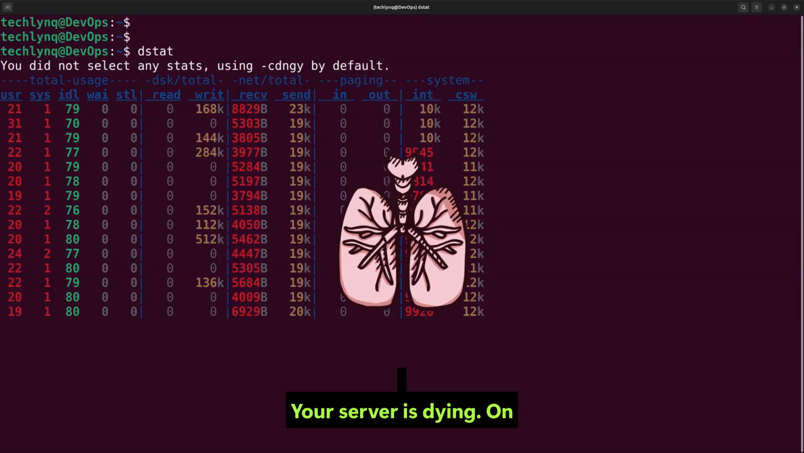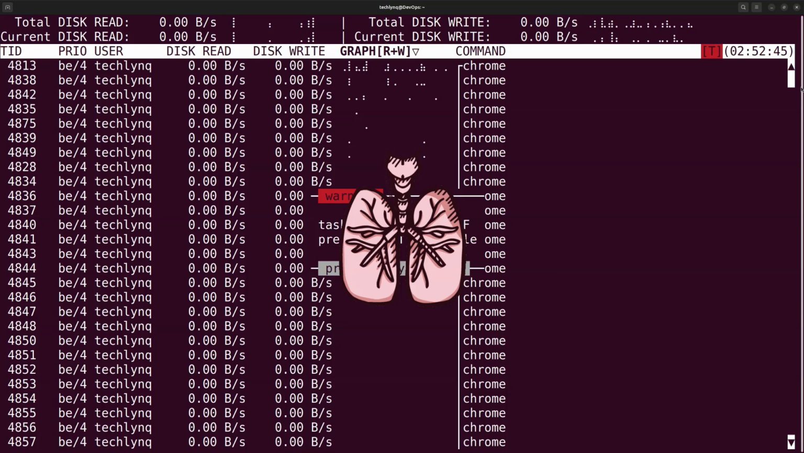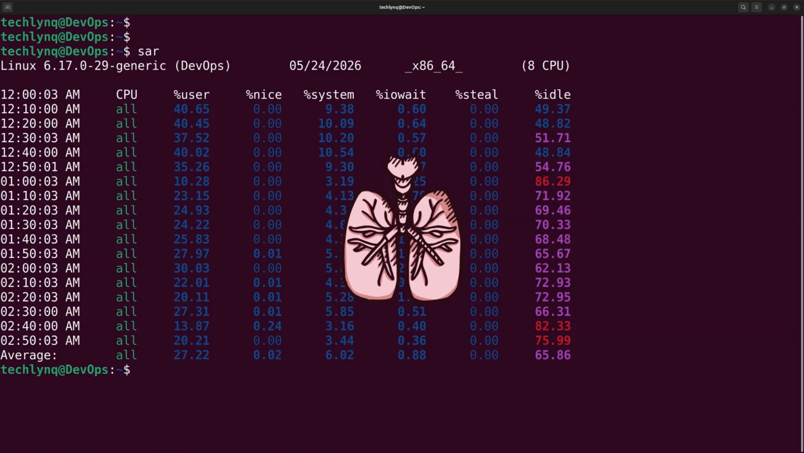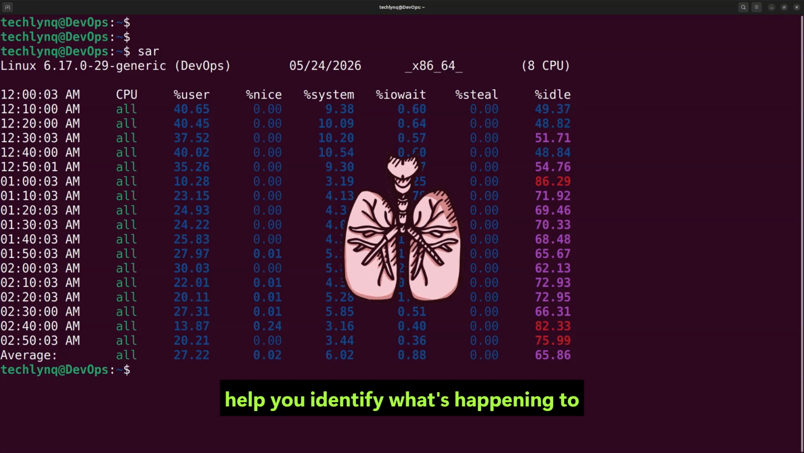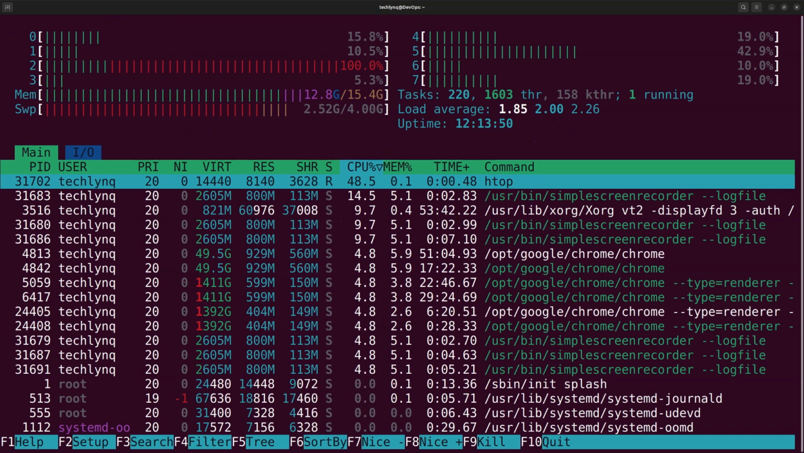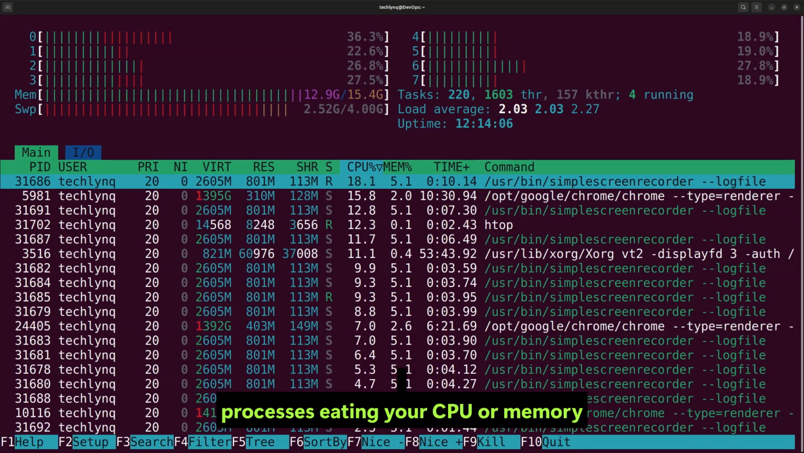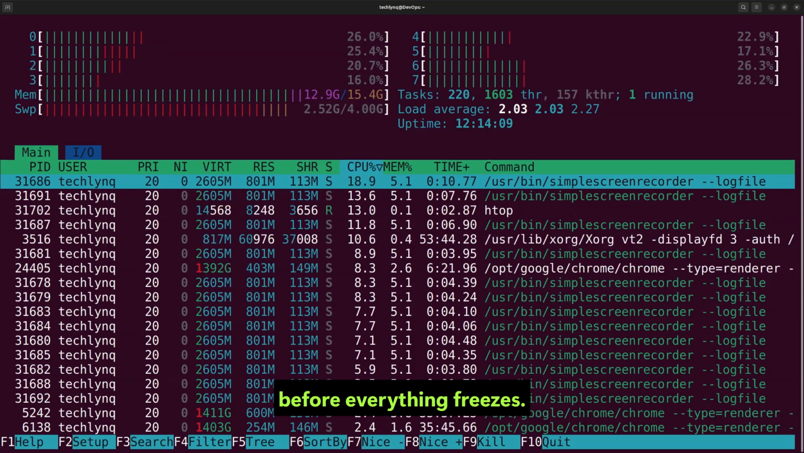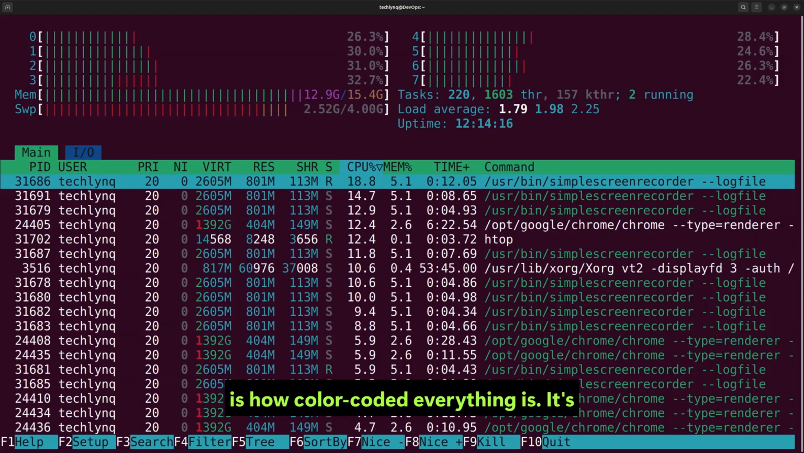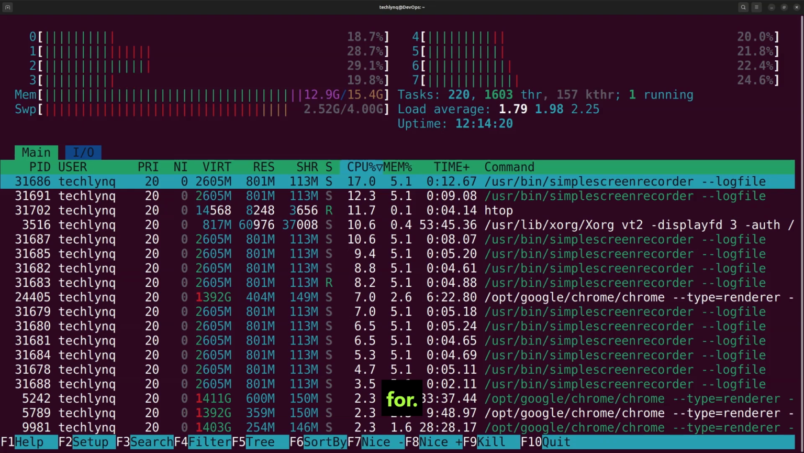Your server is dying and Linux isn't telling you why. I'm going to show you the 10 most important tools you could use, which can help you identify what's happening to your system. One of my favorites is htop. This tool helps you find the processes clogging your CPU or memory before everything freezes. And one of the reasons I like it is how color-coded everything is. It's easier to identify what you're looking for.